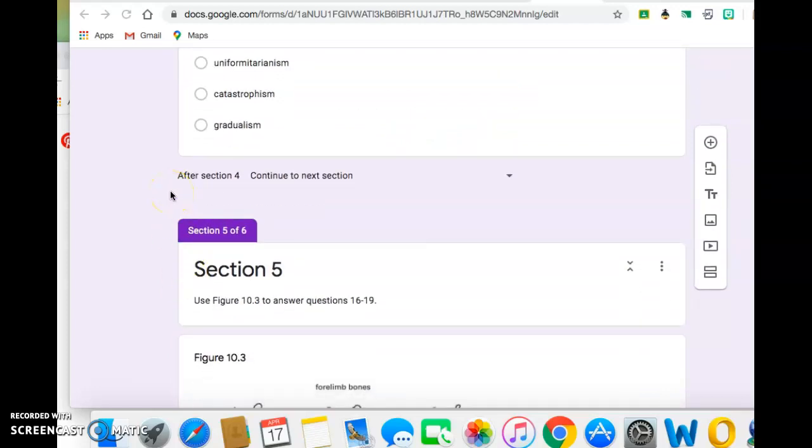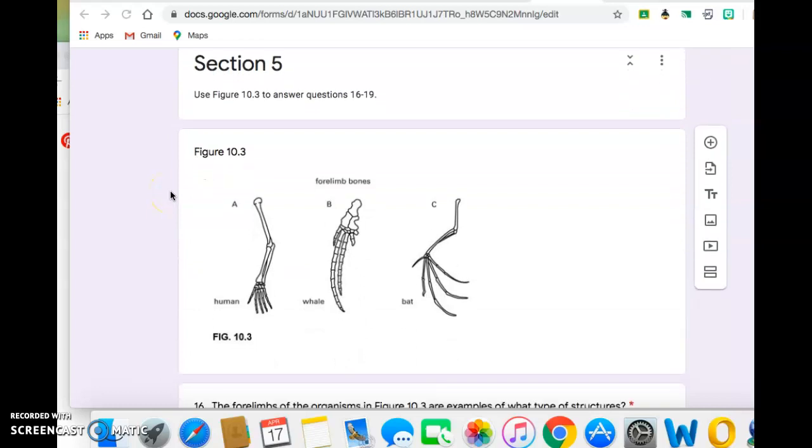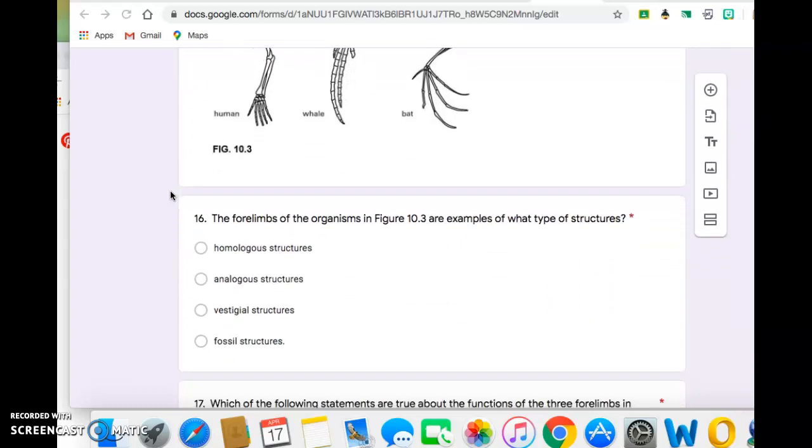Once you are finished with Section 4, go ahead and move to Section 5. When you click on Section 5, you will see Figure 10.3, and make sure you are using that to answer all of questions 16 through 19. Number 16 says, the forelimbs of the organism in Figure 10.3 are examples of what type of structures? Homologous structures, analogous structures, vestigial structures, or fossil structures?